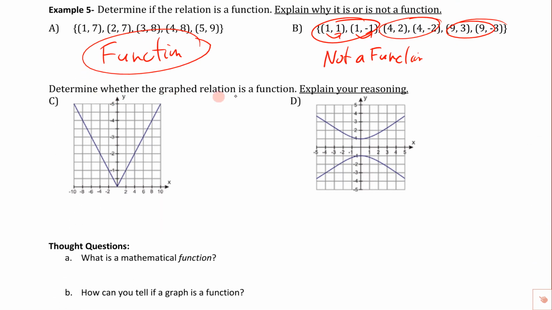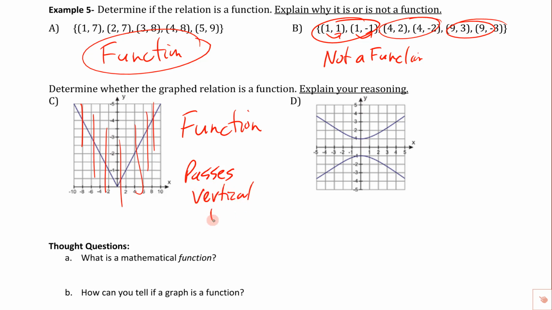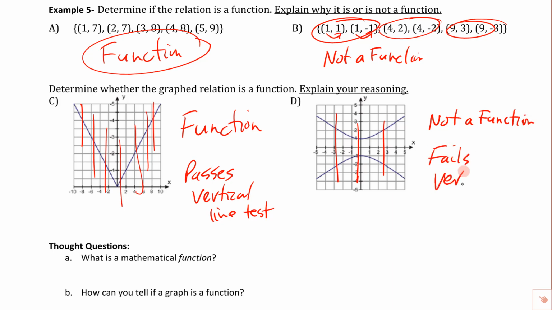Okay, determine whether the graphed relation is a function. Again, this is the easiest. When we just go through and look at it and say, gosh, vertical lines only touch this once, so this one is a function because it passes the vertical line test. So I'm just going to say passes vertical line test. And this other one, immediately we just draw one of those, it fails the vertical line test. So we'll say not a function, and we're going to say fails vertical line test.